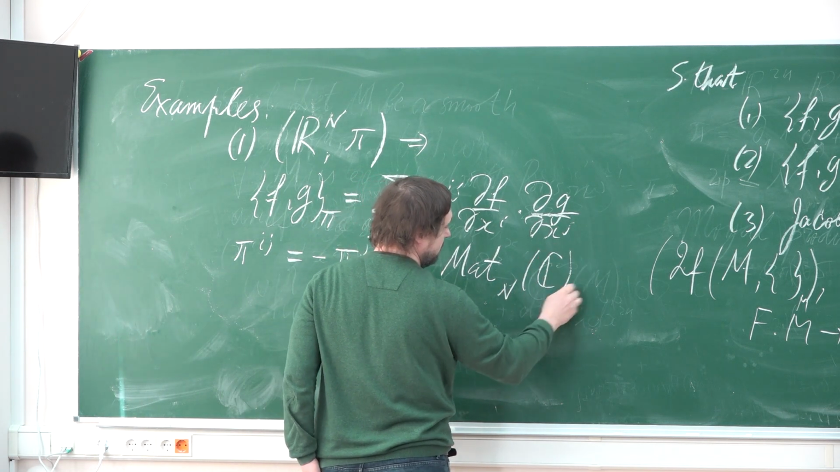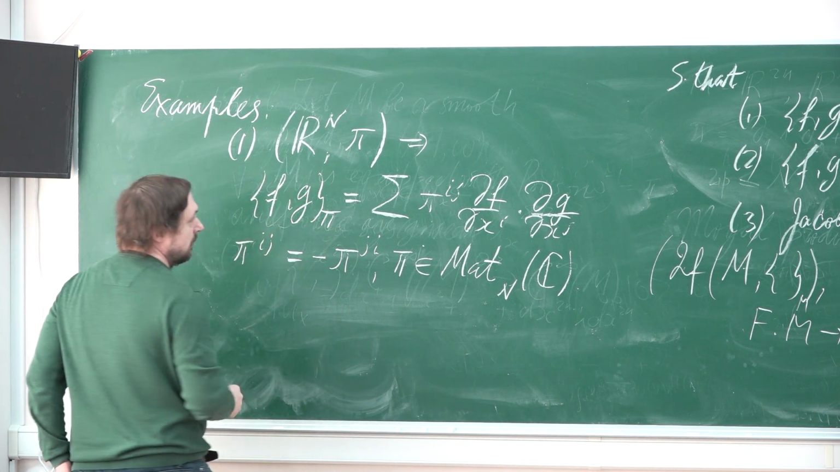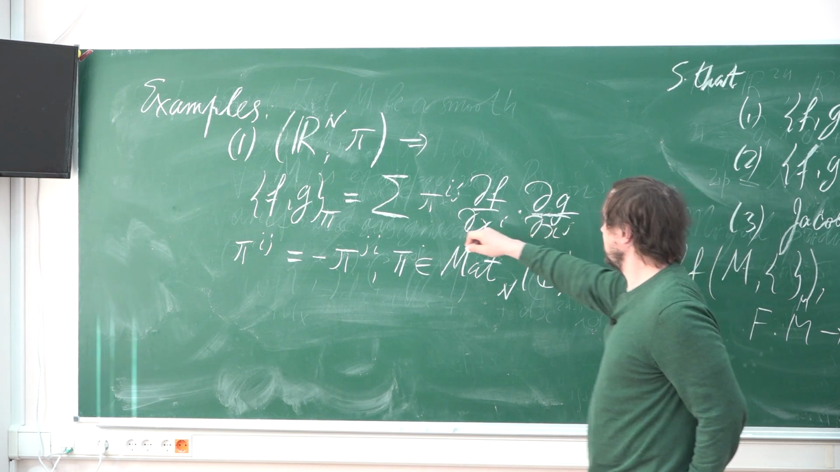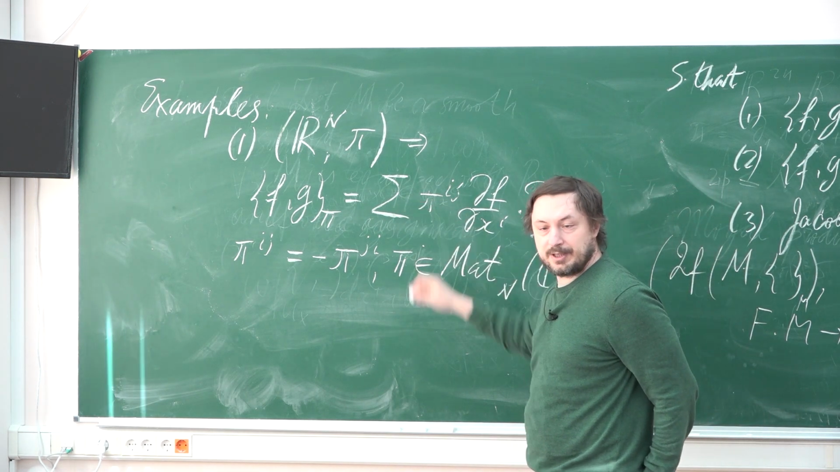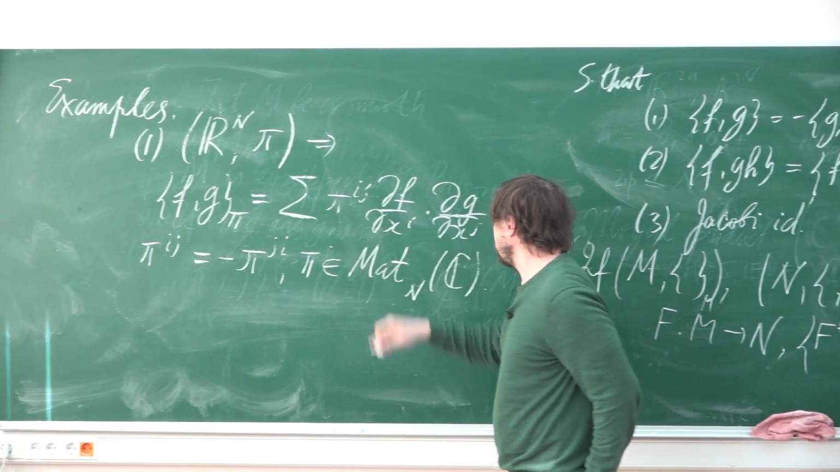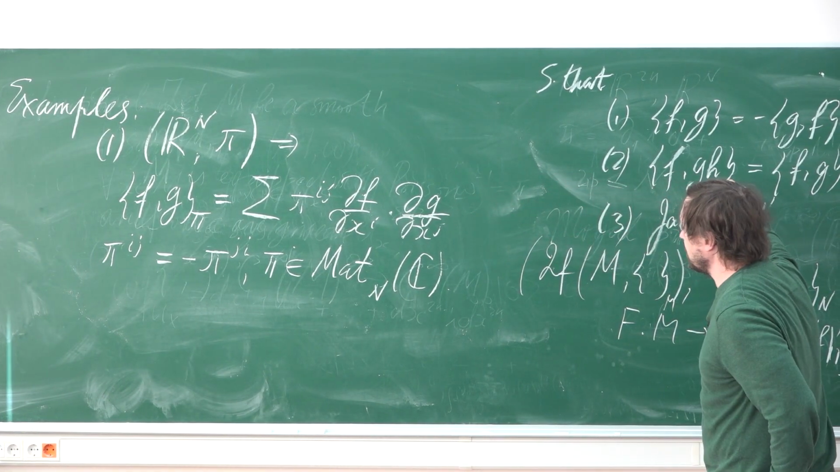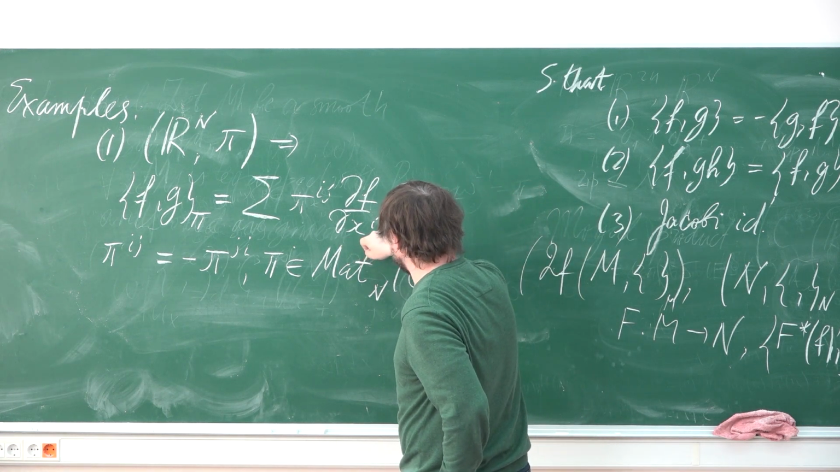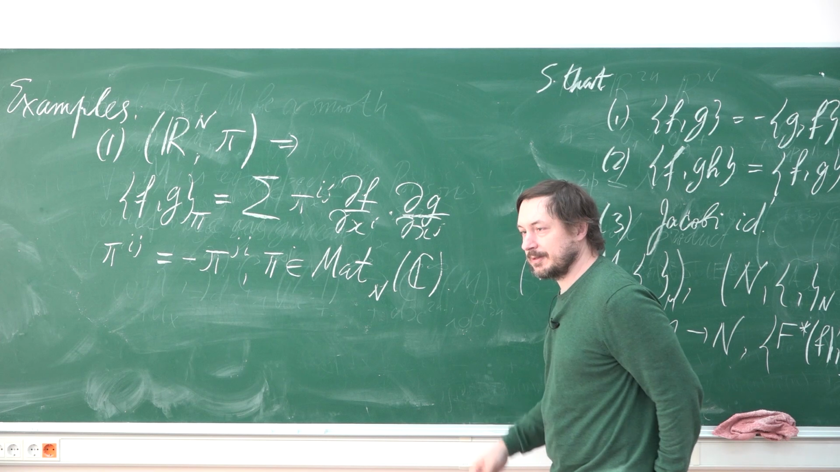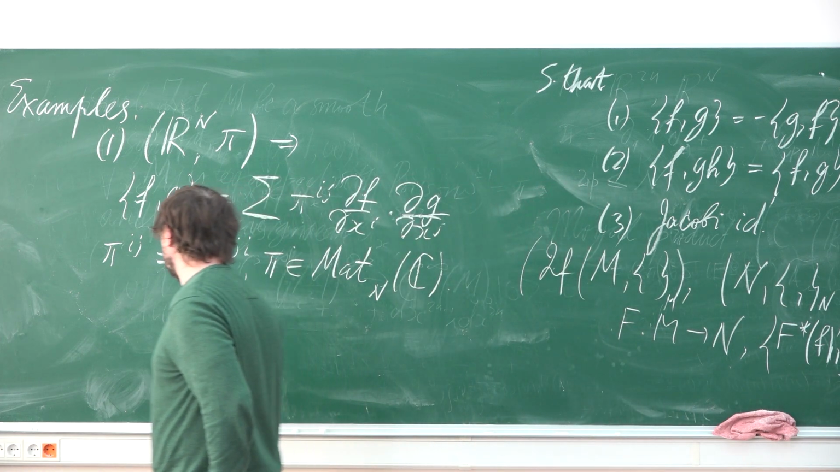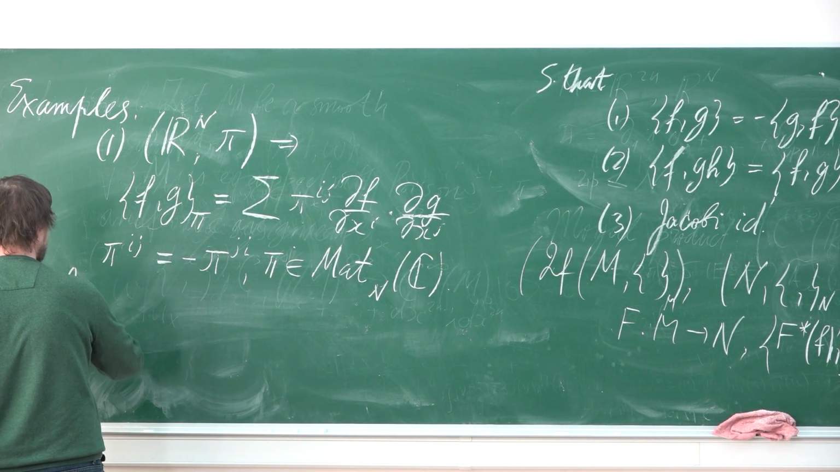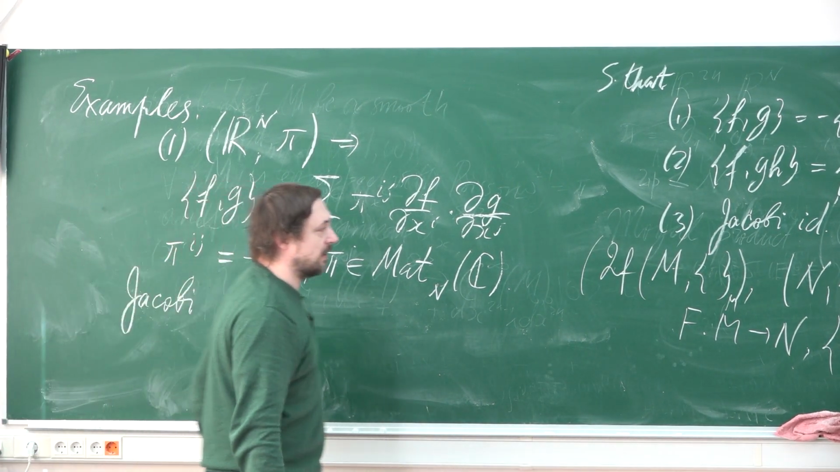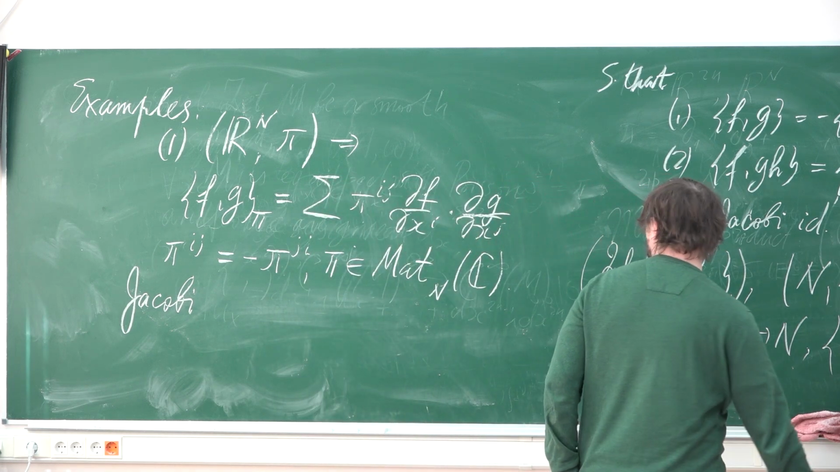Well, complex or real doesn't matter. The first condition holds automatically because the sign changes when we change the indices here. The second condition holds also automatically just because the partial derivatives verify the Leibniz rule, nothing else. And as far as the Jacobi identity is concerned, well, it's a little bit trickier, but we can actually do the following thing.